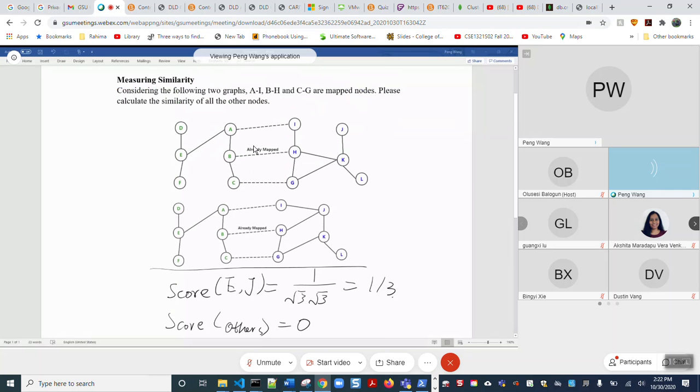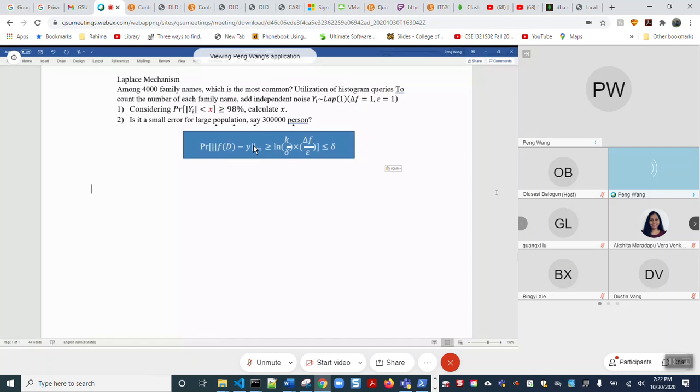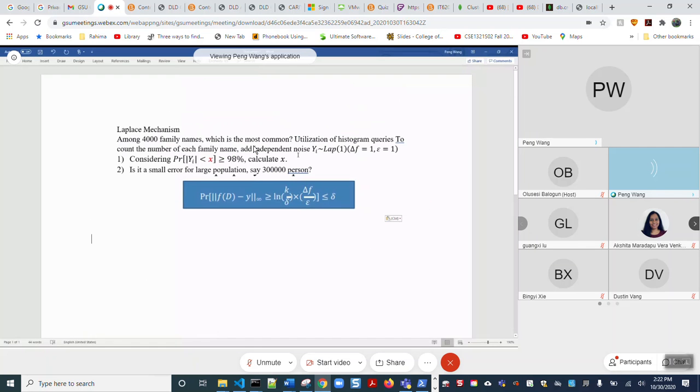Okay. This is the fourth question, and now let's move to the fifth one. The fifth one is about the Laplace mechanism. And don't worry if you point out the score of like E to G, you already get some partial credit, and for some others, maybe you cannot get full, but you still get partial credit. And for question 5, Laplace mechanism.